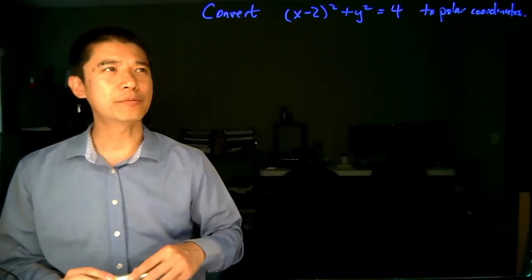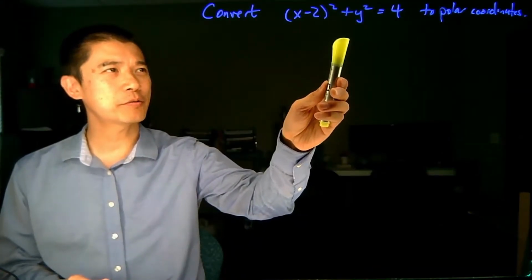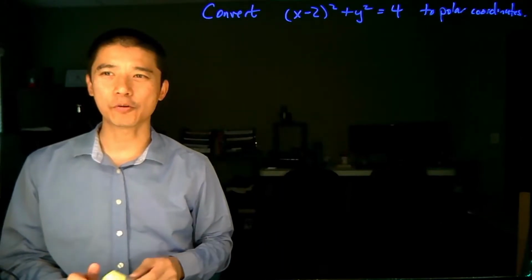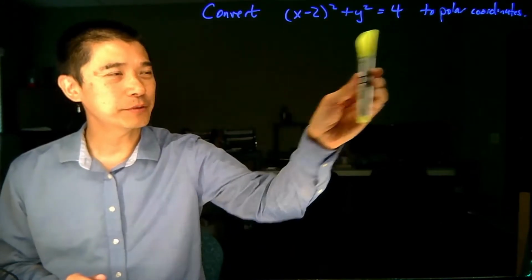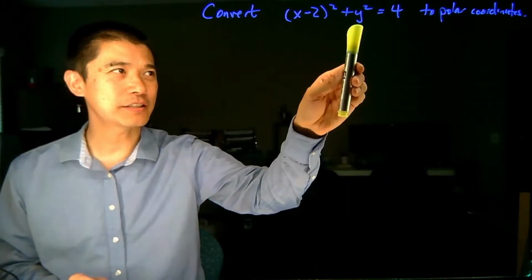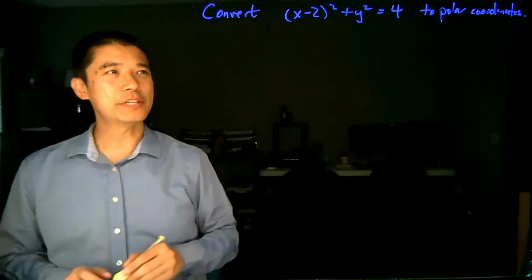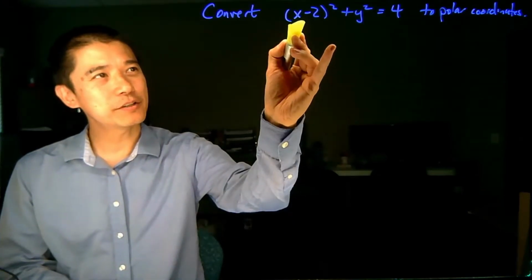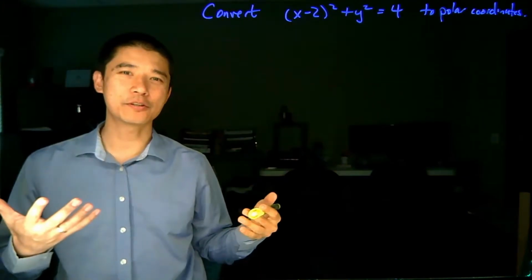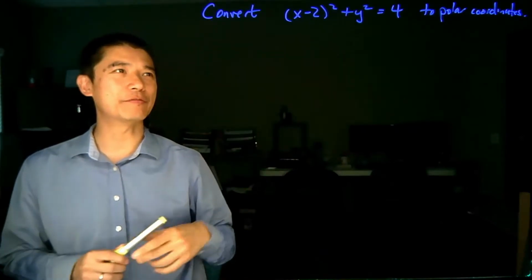So here's an example. Convert x minus 2 quantity squared plus y squared equals 4 to polar coordinates. So we have a formula in Cartesian coordinates. We have x's and y's, and our goal is to turn it into r's and thetas. So when you have one of these, typically you just look for the x's and y's and you make the substitution, and then you do some algebra to see how it simplifies. So let's take a look.